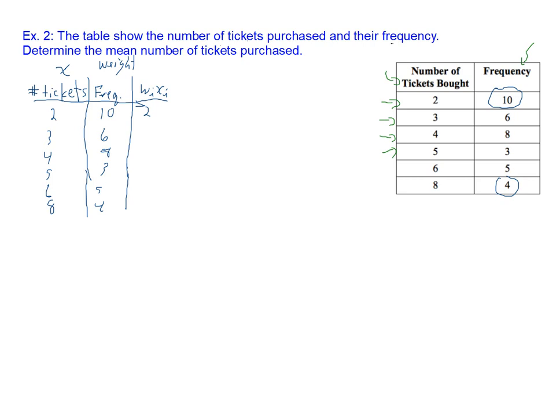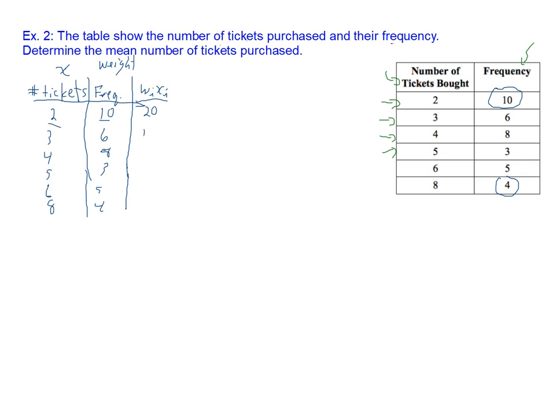So the tickets times the frequency, that's going to give us 20 here. And if you think about what we're doing here, just so you don't lose sight of what it is that we're doing, if there are 10 people that bought 2 tickets, that's the equivalent of 20 tickets, right? So 10 people bought 2 tickets each, that's the equivalent of 20 tickets. So that's what we're doing here.